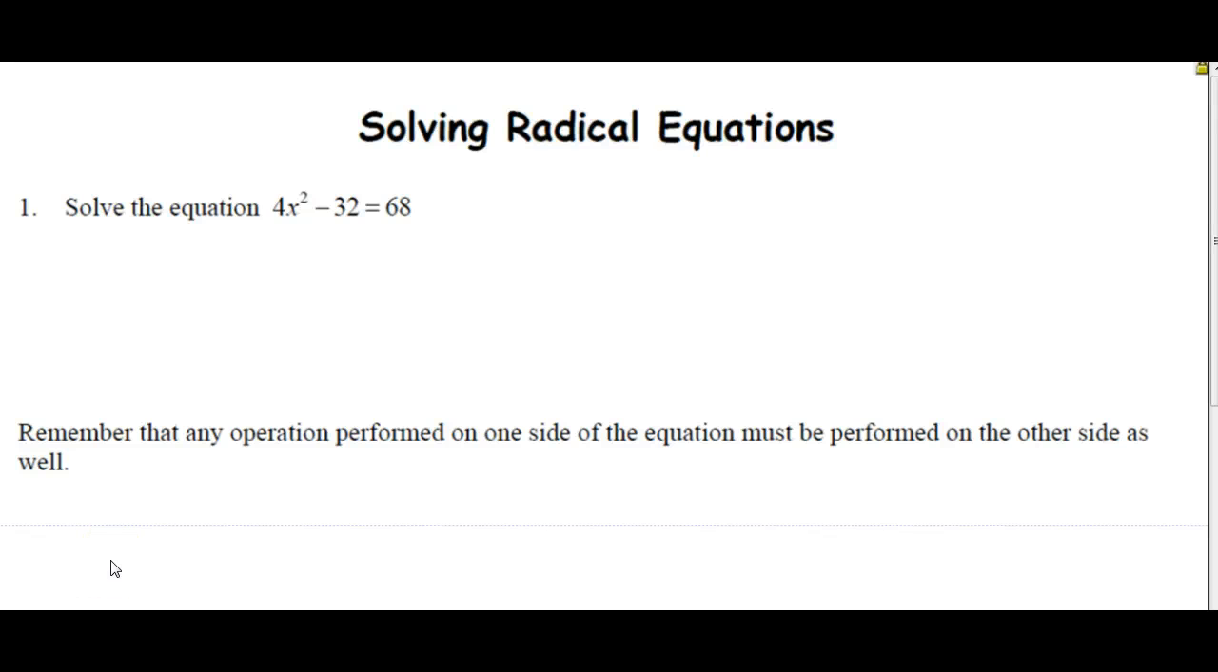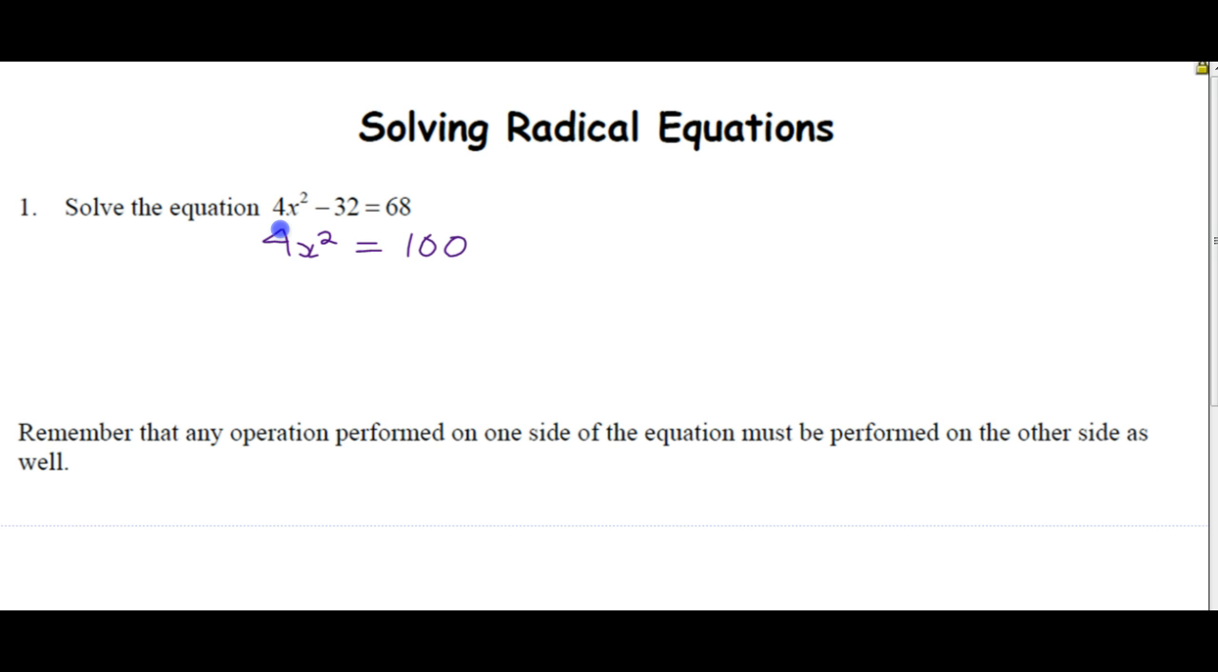Questions? All right, solving radical equations. So to start with, we're just going to solve this equation. It's actually a quadratic equation: 4x squared minus 32 equals 68. The easiest way to solve this is to isolate the x, and to do that, we're going to add 32 to both sides, giving me 4x squared is equal to 100.